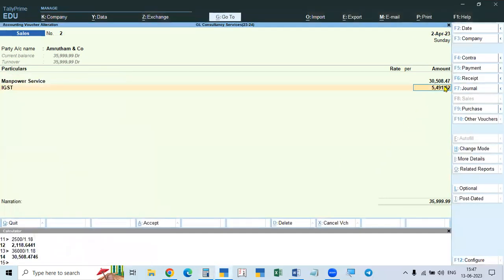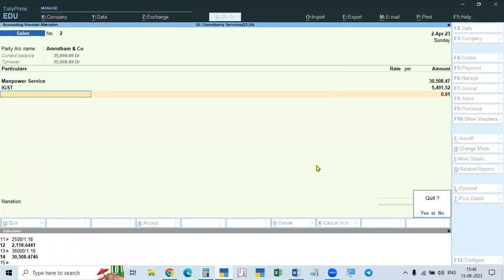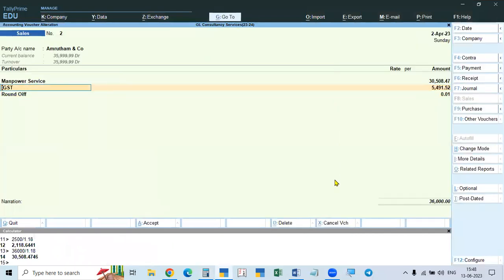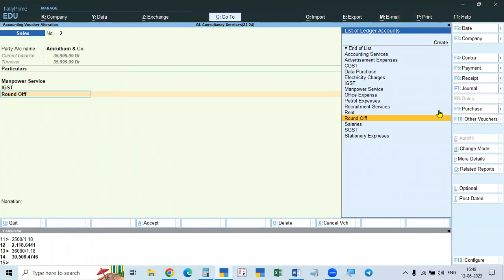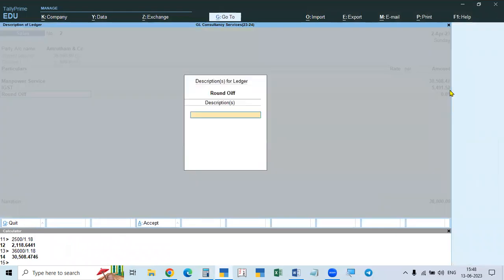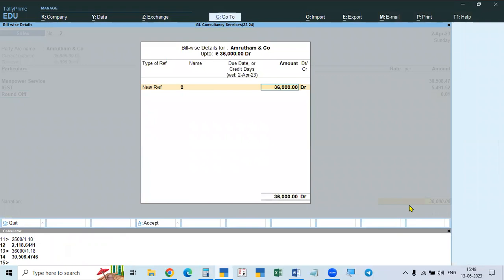One more thing here. In this voucher, we can make a round off also because of the paisa. If you remove it, the amount will be 35,999.99. That is why you make a round off. So with round off, you add one paisa and it makes 36,000. So 36,000 is receivable from them.